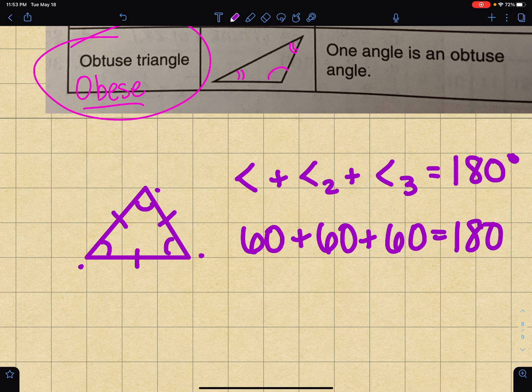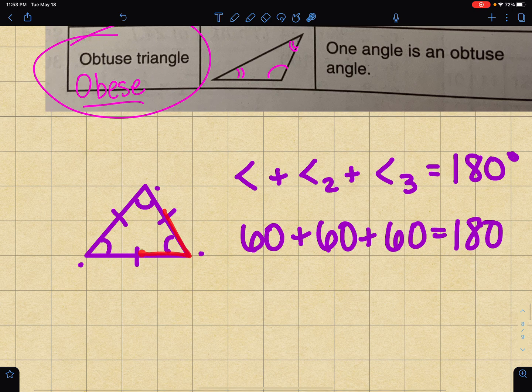So this angle right here, if you were to measure it with a protractor, you would get 60. If you were to measure this one with a protractor, you'd get 60. And if you measure this one with a protractor, you'd get 60. As long as I made my equilateral triangle perfect.